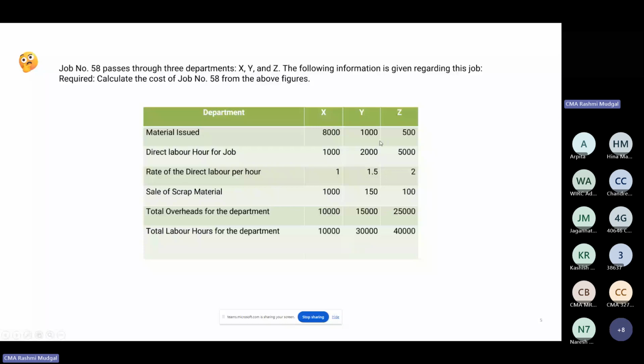In department Z, the material is 500 and direct labor hours for the job are 5,000. Rate of direct labor, sale of scrap is 100 rupees, and the overheads are 25,000 for 40,000 hours. So only 5,000 hours have been spent in this department for this particular job. We will allocate the cost only for the 5,000 hours. So I will take you to an Excel sheet so that we can solve it.